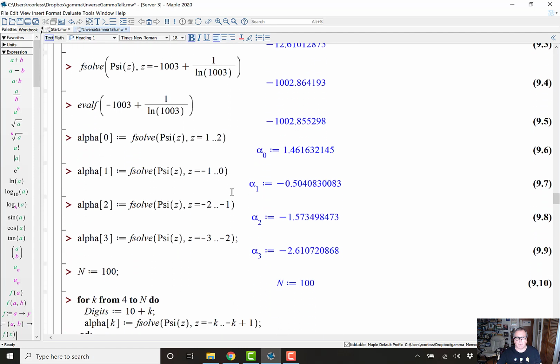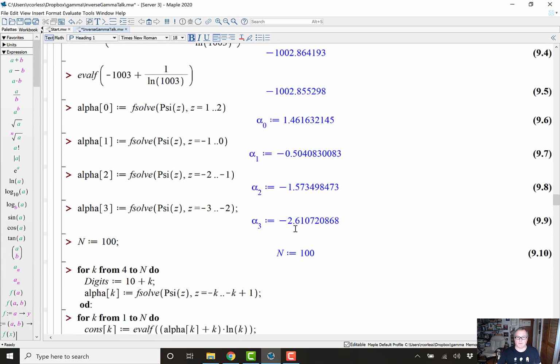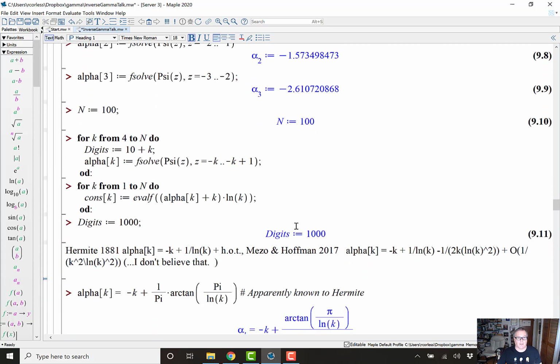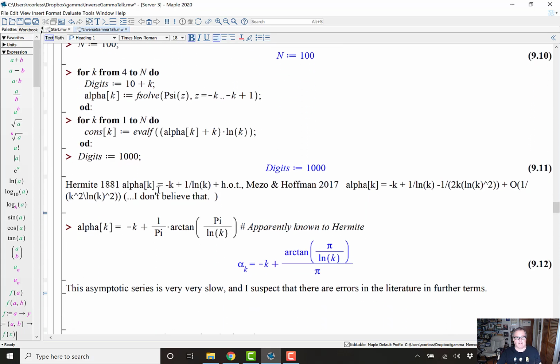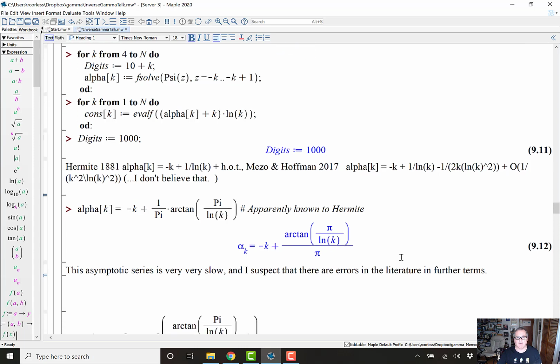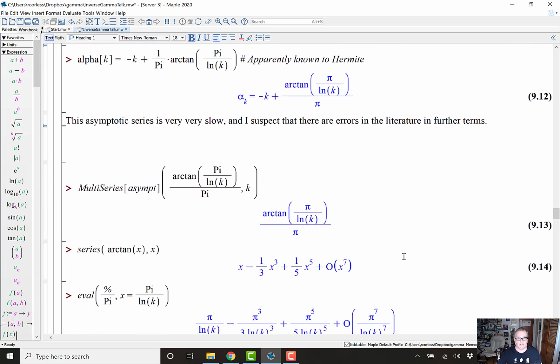These are typically denoted alpha 0 for the positive one, alpha 1 for the first negative one, alpha 2 for the second negative one, and so on. Hermite knew that these were asymptotically, the kth one was minus k plus arctan of pi over log k, over pi, plus higher order terms. The asymptotic series is very slow, and I disagree with the next terms in some of the literature. But here's what the next terms look like here.